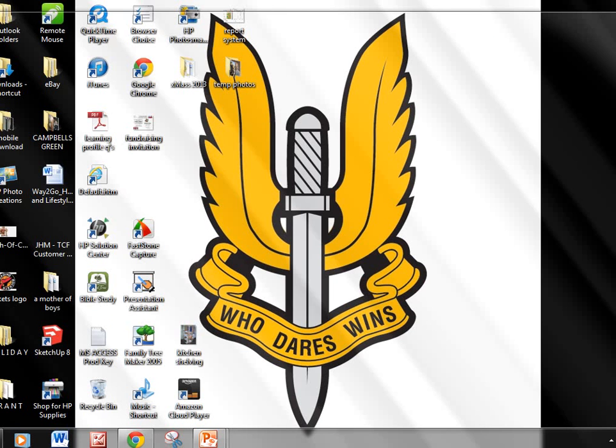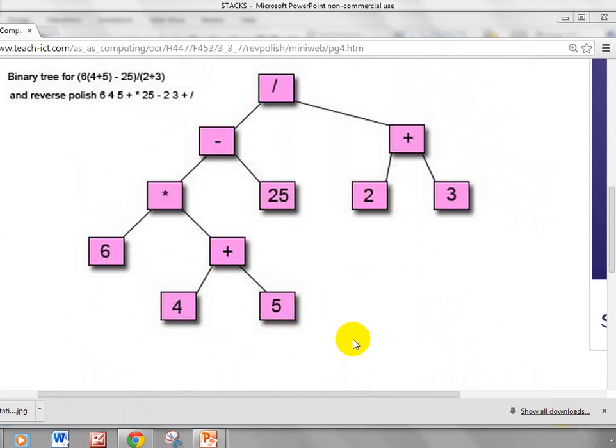Now stacks are also used when dealing with reverse Polish notation. This is an ideal example to explain stacks and how important it is in creating the tree. So we are pushing down all the way to the very last. No, let's just do that again. An ideal example of how stacks are used is in our reverse Polish notation.